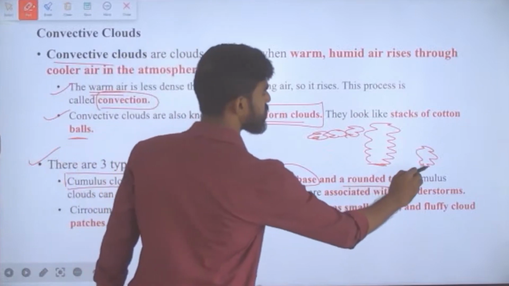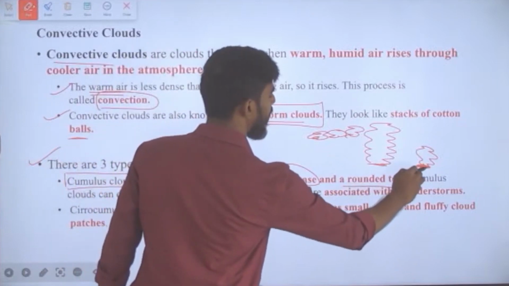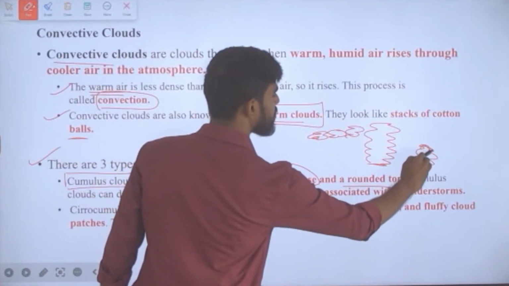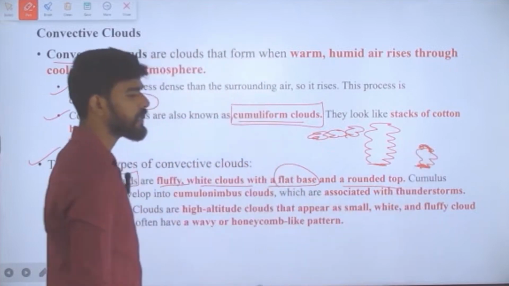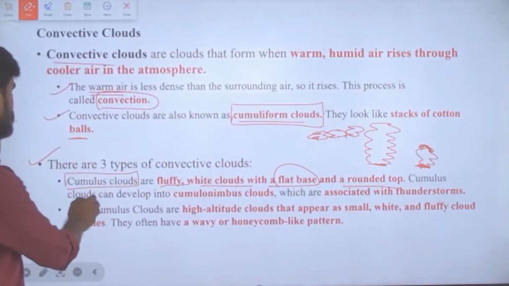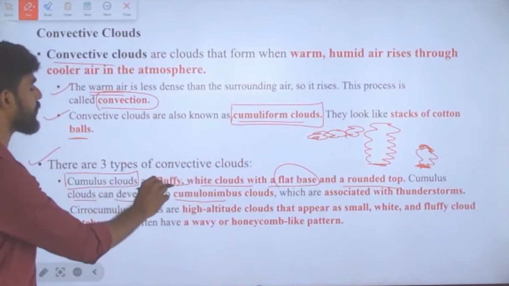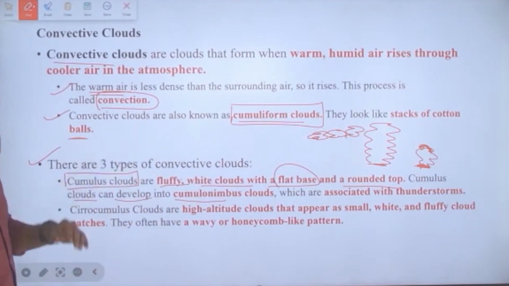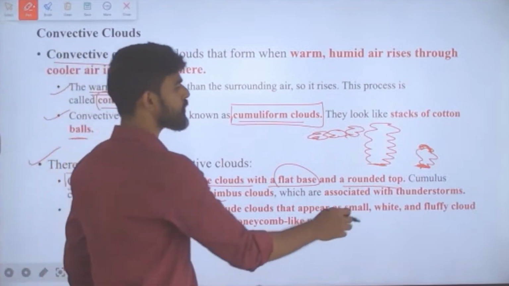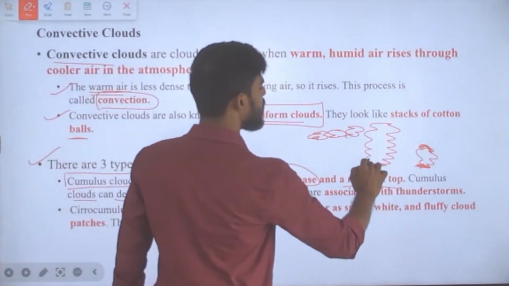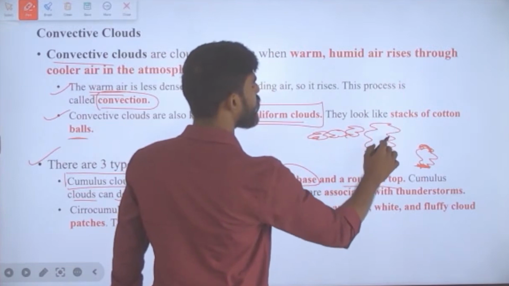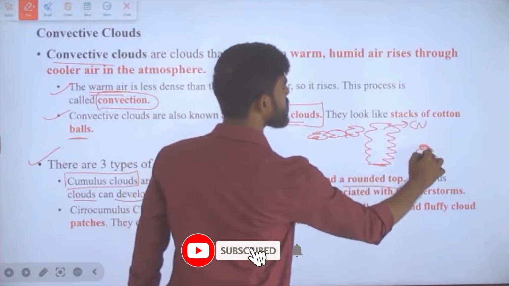So it will be like this. This is cumulus cloud. It will be having flat base and then it is rounded at the top. Okay. And then there is another cloud, that is cumulonimbus clouds. So cumulus clouds can develop into cumulonimbus clouds, which are associated with thunderstorms. So this cumulus cloud will be developing into a cumulonimbus cloud. This is cumulonimbus. This is cumulus.